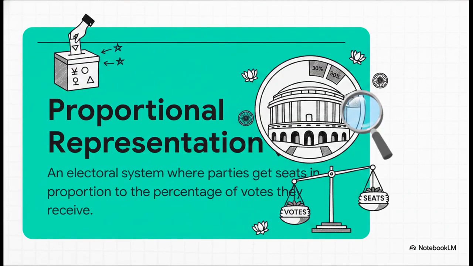Now, let's flip to the other big idea, proportional representation. In this system, you're not just voting for a person in your local area. A lot of the time, you're voting for a political party. The whole point here is about fairness on a national scale. The logic is simple. If a party gets, say, 30% of all the votes across the country, they should get about 30% of the seats in the parliament.